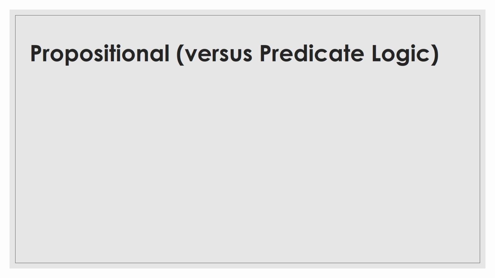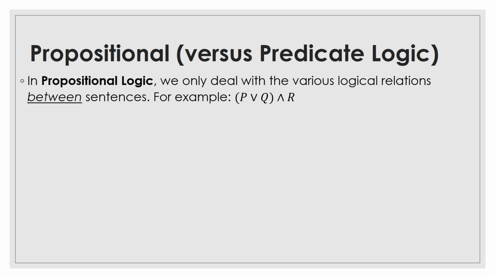Here, we're going to think about the major limitation of propositional logic. Now, in propositional logic, we can only deal with the various logical relations between sentences. For example, parentheses P or Q, close parentheses, and R. Obviously, there are three atomic sentences, P, Q, and R, and they're related by sentential connectives. We have the or, we have the and. And in propositional logic, this is all we can do. We have given atomic sentences, and we relate them via sentential connectives.